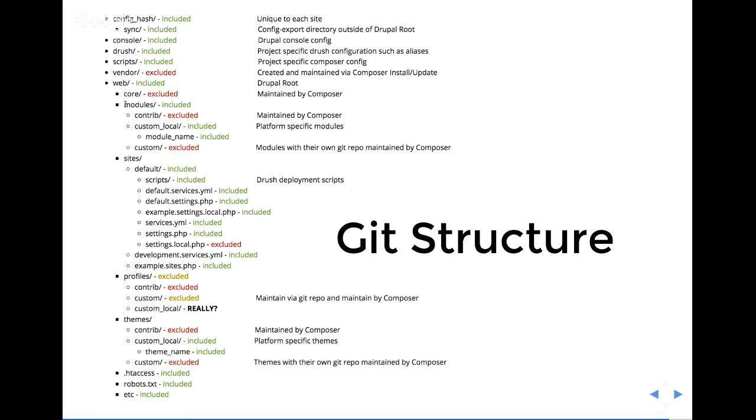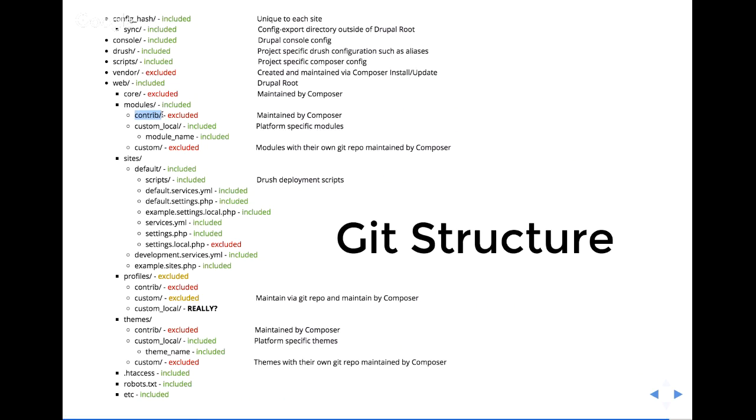We have modules. We're going to include the modules root folder, but we're not going to include contrib. Once again, all of the contrib modules that I'm using are included in my JSON file. Composer manages those. Composer will pull them in. And the Composer lock file makes sure that I have all of those things that are necessary, all the proper versions.